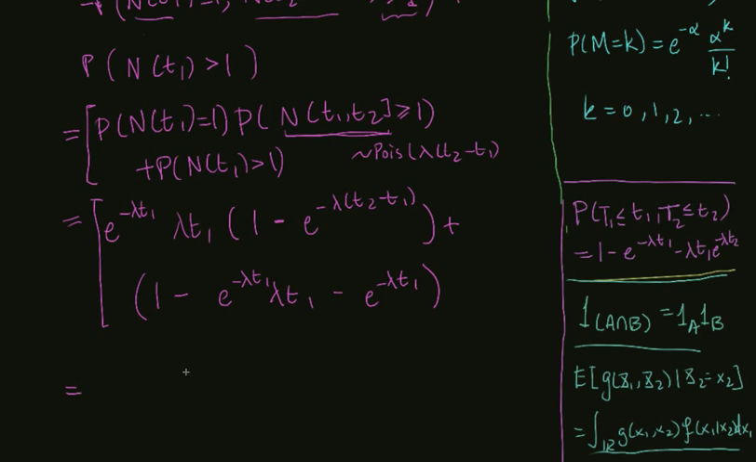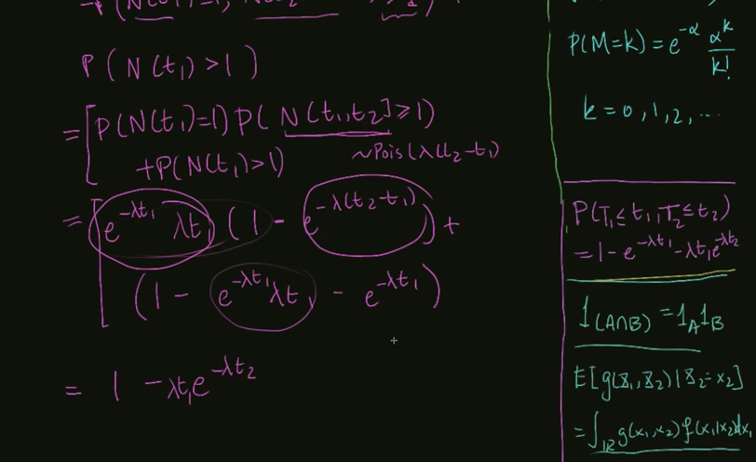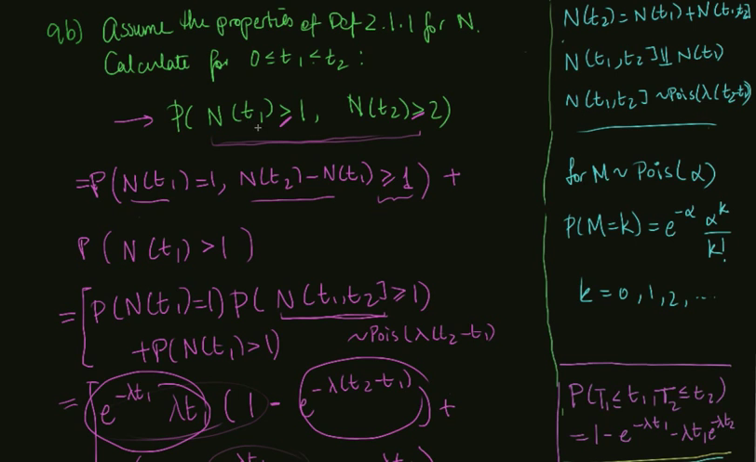Now, what is this thing equal to? First of all, we see that some terms cancel. This term here cancels with this term here. So we have 1 minus e to the minus lambda t2 multiplied by lambda t1, where this term comes from this term multiplied by this term, yes? And then minus e to the minus lambda t1. And this is the expression, as we recall, that we have now found for the probability that N(t1) is greater than or equal to 1 and that N(t2) is greater than or equal to 2.